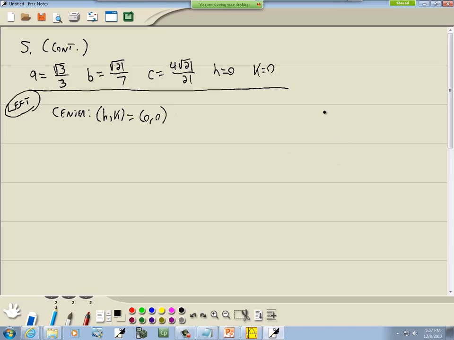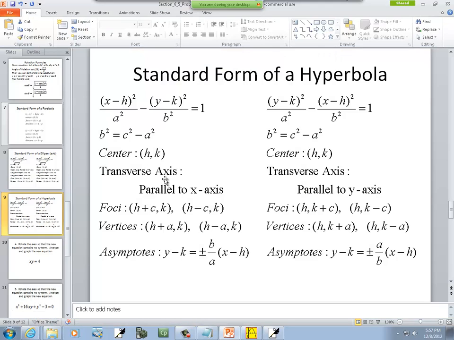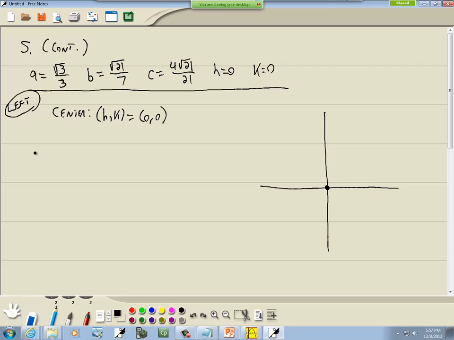Let me try to graph this one. I think this one comes out decent, maybe. Famous last words. Parallel to the x-axis. Here's the x-axis, so it'd be this way. So it'd be the form y equals. So our transverse axis would be y is equal to 0, which means our graph would look something like that.